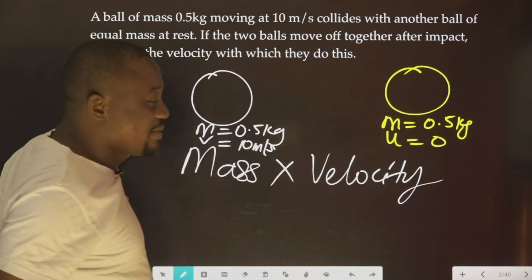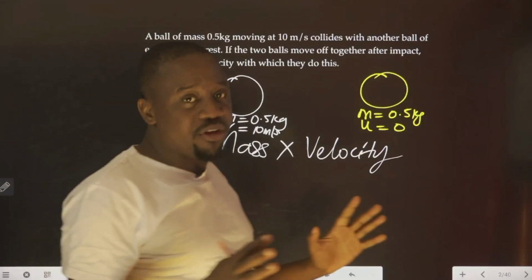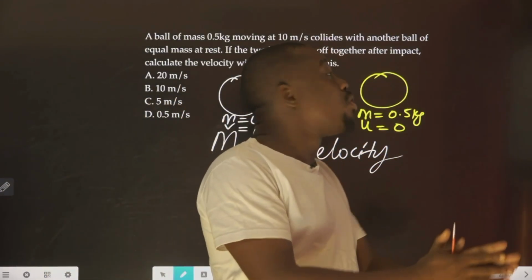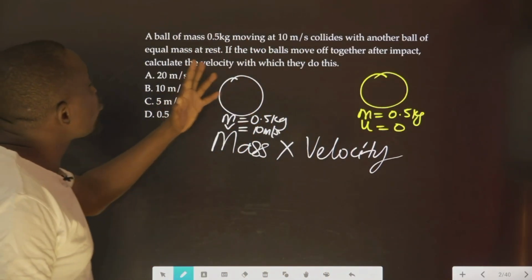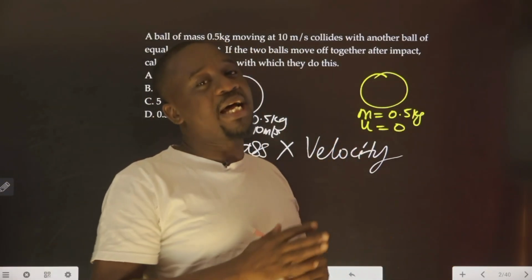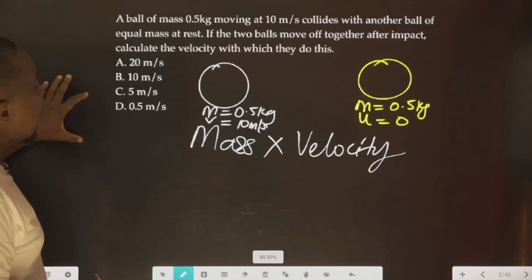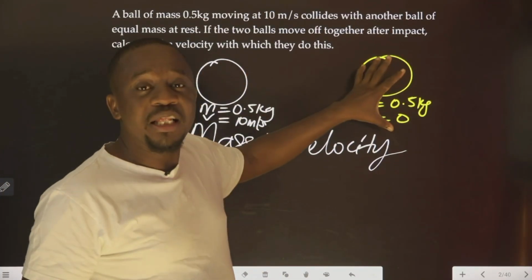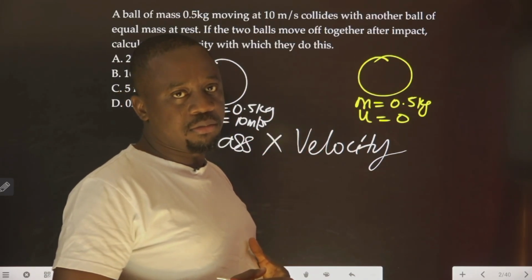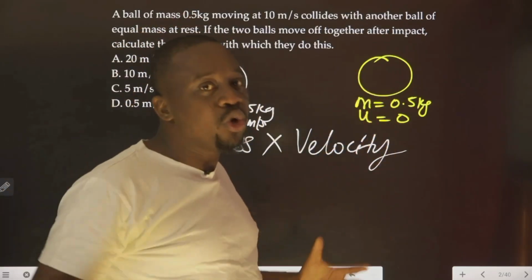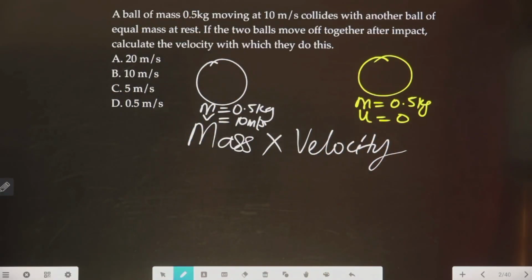After the incident, the two of them started moving. That means they combine together to move. The question says, at what velocity were they moving together? You get it? So what we need to do now is, before the collision, the total momentum is equal to the momentum after collision. That is the law of conservation of linear momentum.